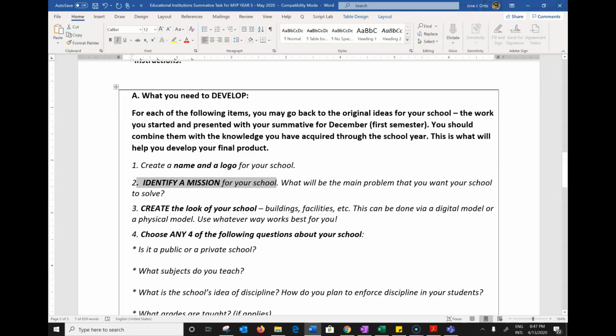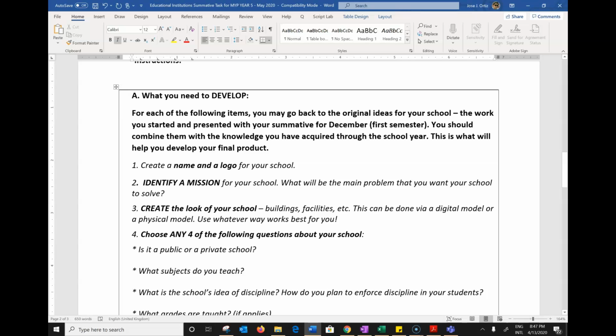What will be the main problem that you want your school to solve? Remember, this has to be problematized, meaning you have to be answering to a problem that exists. Otherwise, it's empty, and none of you would give me empty. So, what is the problem that you're working to solve in your school?